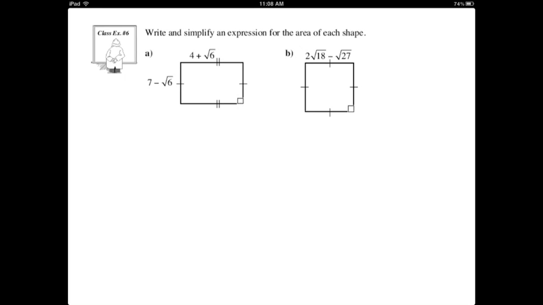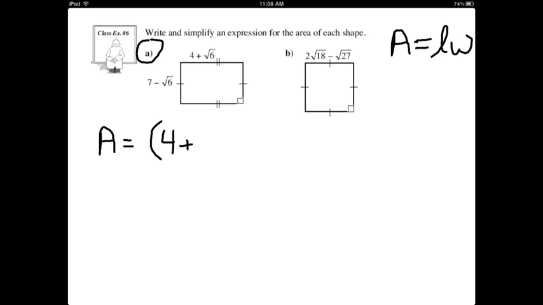With this example, we are going to find the area of the rectangles. The formula is going to be A is equal to length times width. Let's start with the first one. So area is going to equal 4 plus root 6 times by 7 minus root 6.